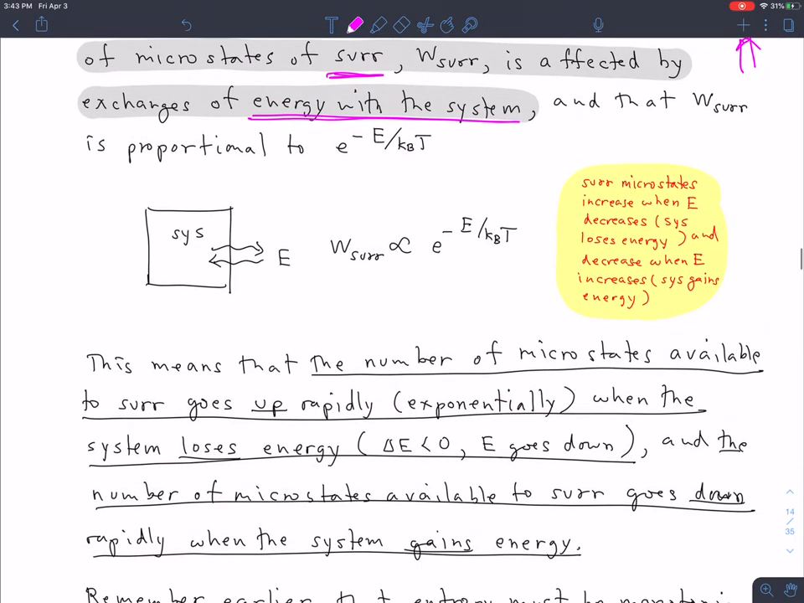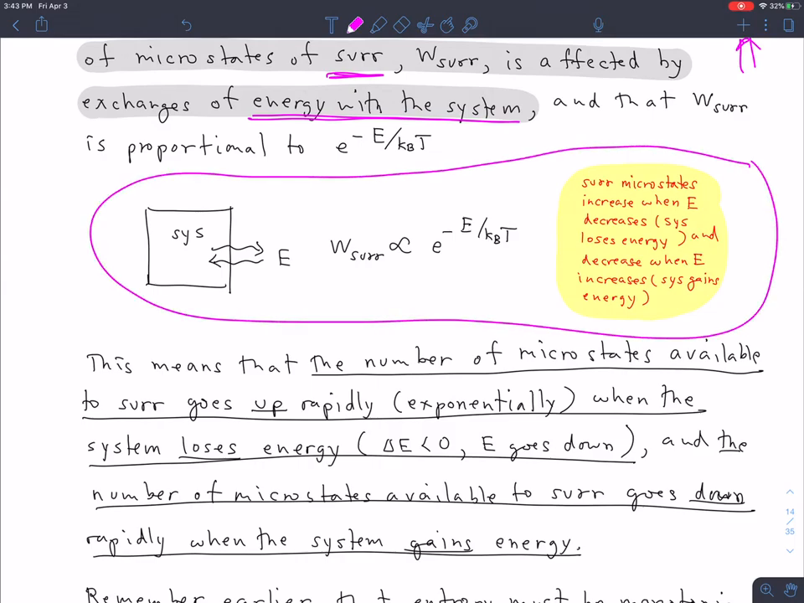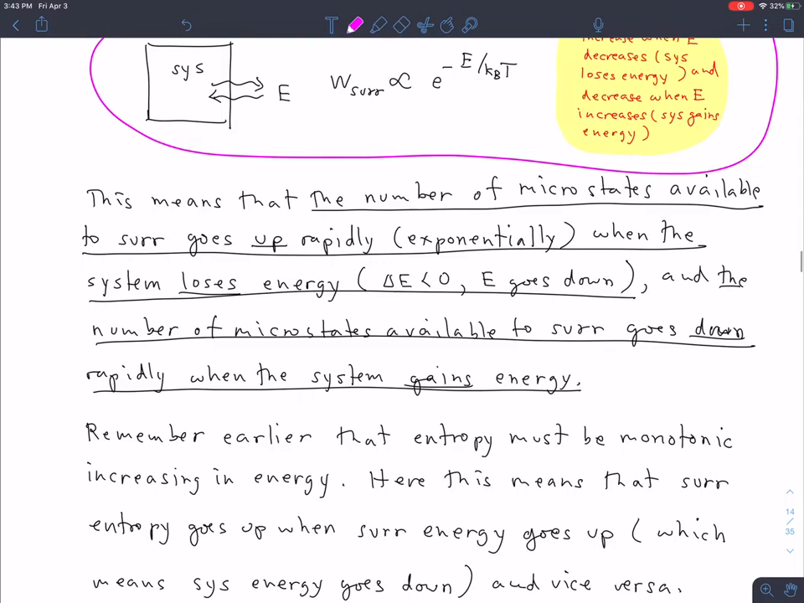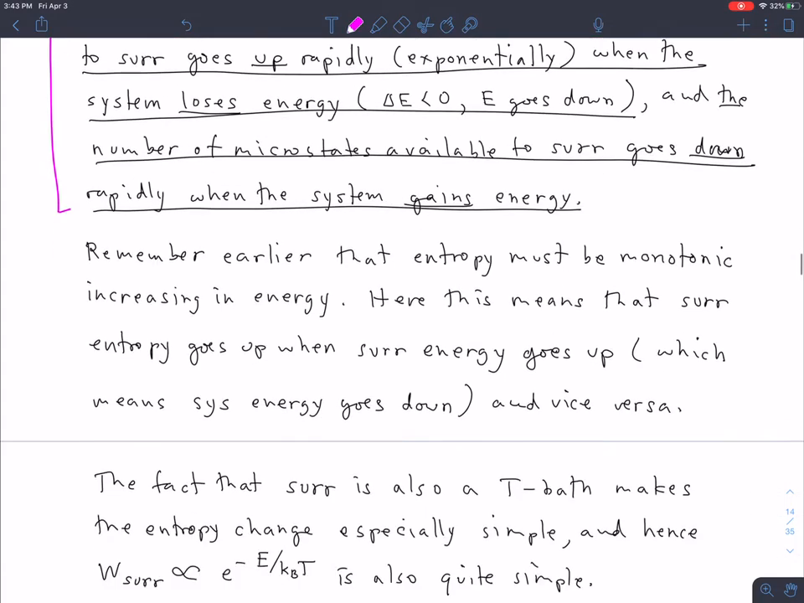All right. And that's what I'm saying here. You can read this in the notes on your own time. Let's see what I say here. The number of microstates available to the surroundings goes up rapidly when the system loses energy, and the number of microstates available to the surroundings goes down rapidly when the system gains energy. That's just what I said.